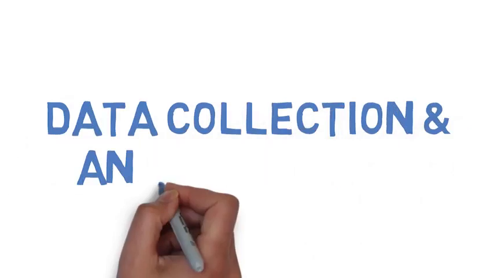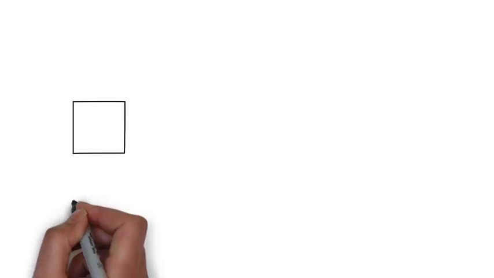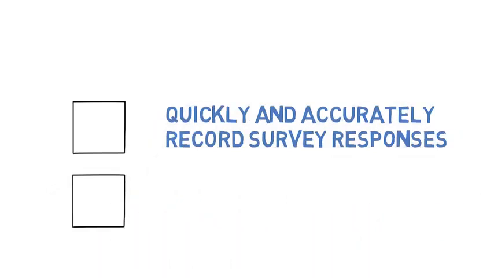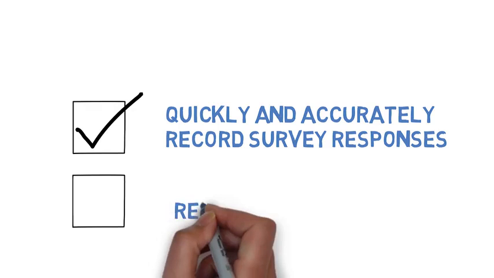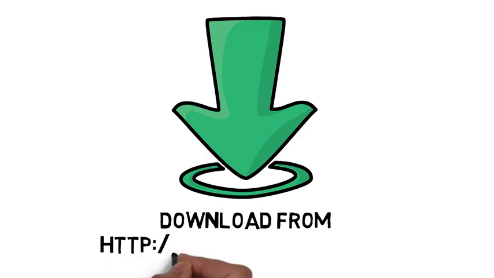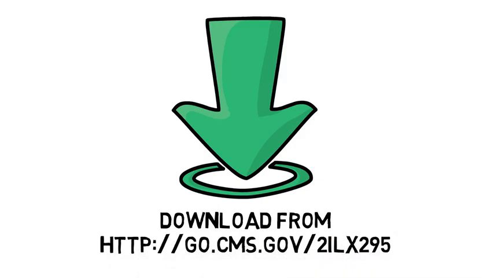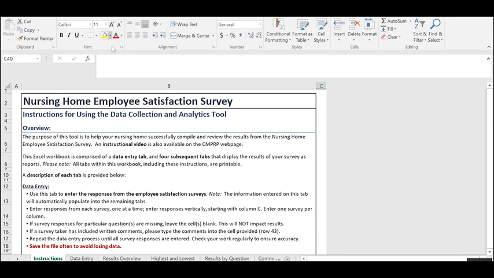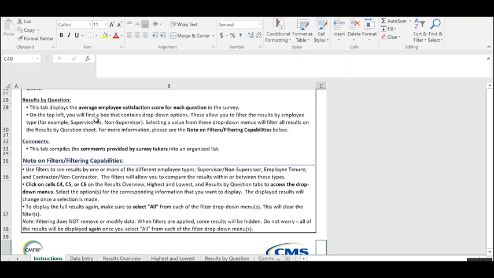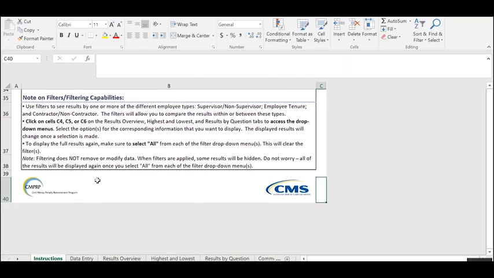The Data Collection and Analytics tool is an Excel workbook designed to help your nursing home quickly and accurately record the responses from the employee satisfaction surveys and then review the results. After downloading the workbook from the CMS website, open it and click on the Instructions tab. Review the instructions carefully and then proceed to the Data Entry tab.